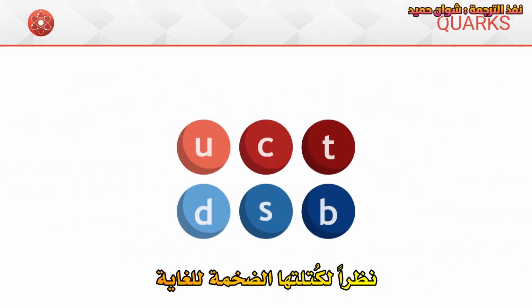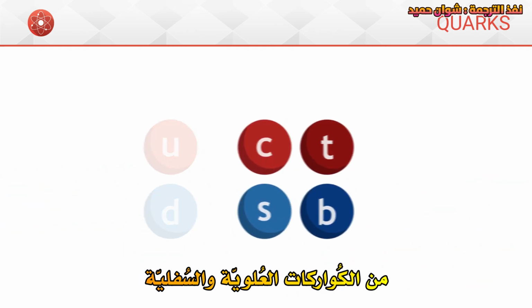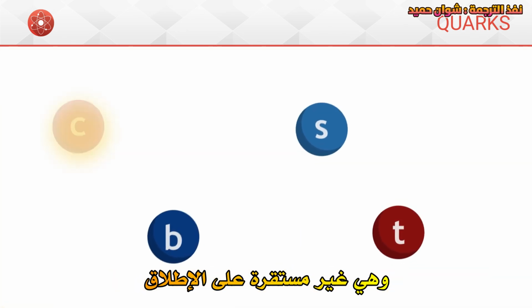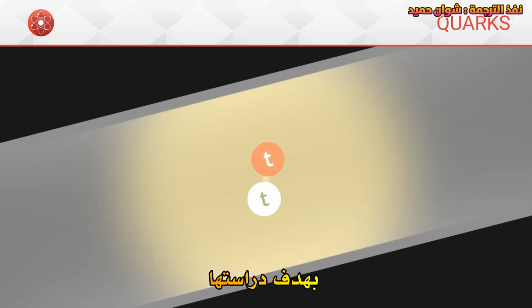Because of their very large mass, these 4 quarks are much rarer than the up and down quarks. They require a huge amount of energy to create and are very unstable. They are mainly found in particle colliders, where we create them voluntarily by means of very energetic reactions with the aim of studying them.